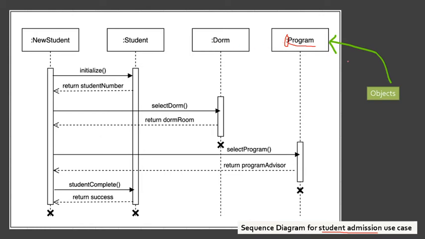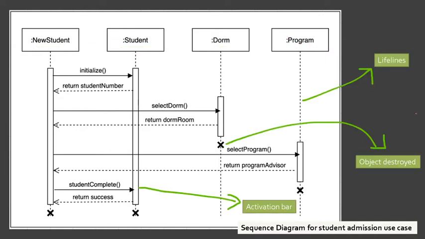Basically, in the student admission, we have four identified objects. We have new student, we have student, we have dorm, and we also have the program. Next, we also have another notation. These parallel vertical lines are drawn to represent the instantiation of an object. We call these lifelines. It's a vertical line here, you can see that.